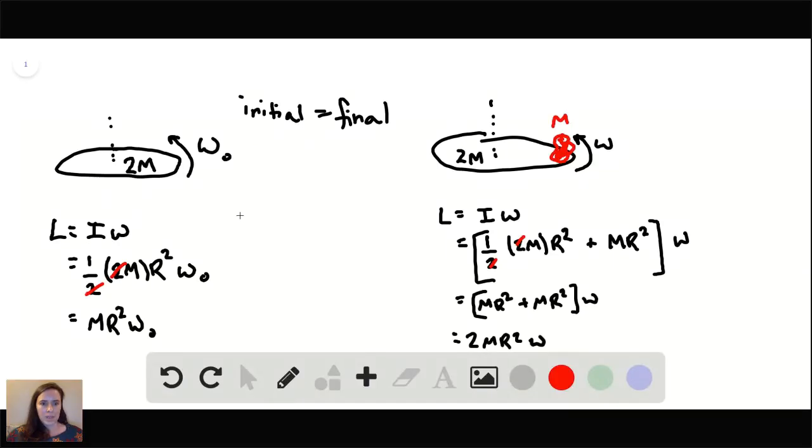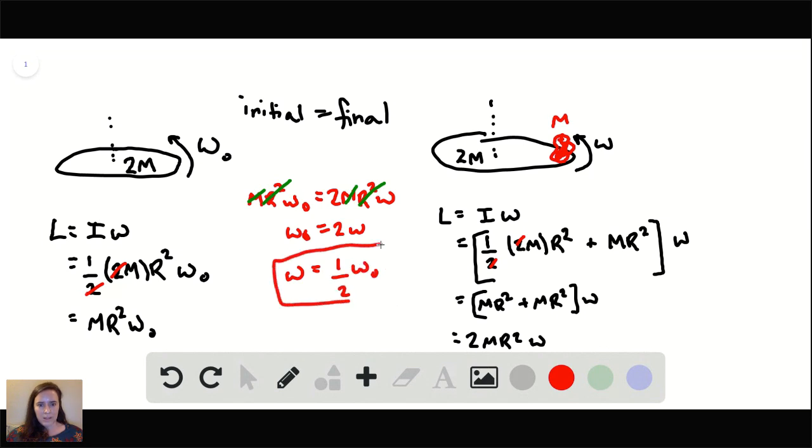Cool. So now I set my initial equal to my final. Mr squared omega naught is equal to 2 mr squared omega final. My m's cancel, my r squareds cancel. And omega naught is 2 omega, but that's not what we want. We want omega. So we divide by 2 to get omega is 1/2 omega naught. Easy peasy, lemon squeezy. You both got it right, so good job.